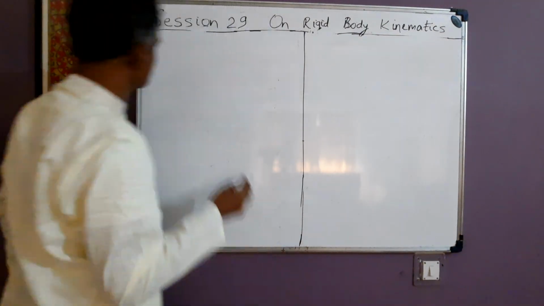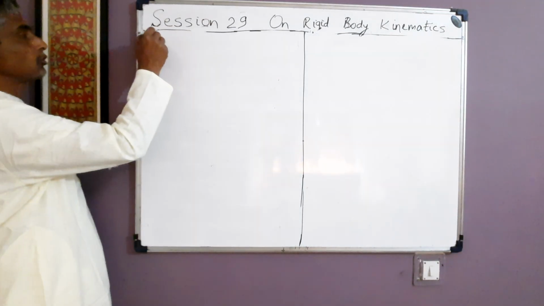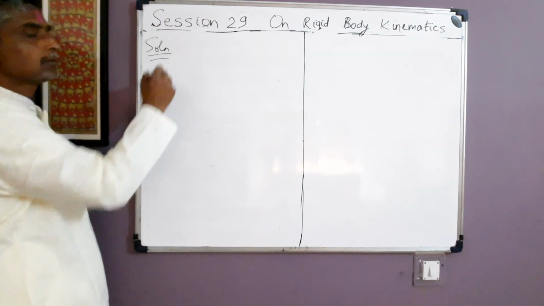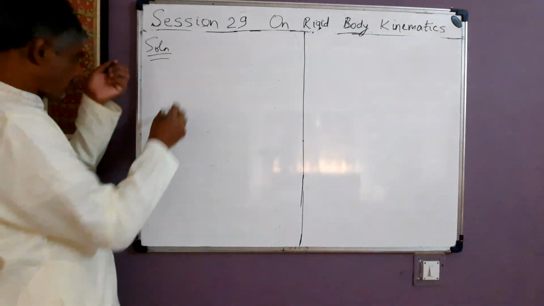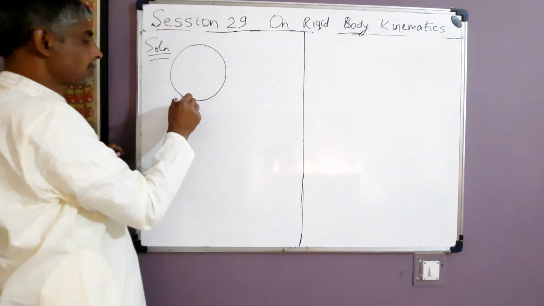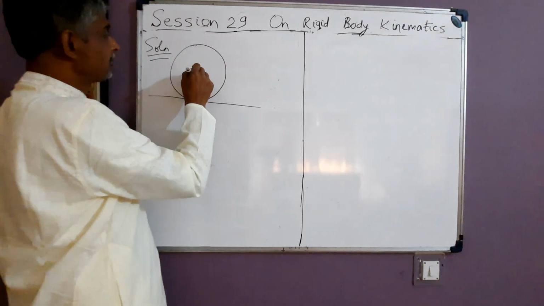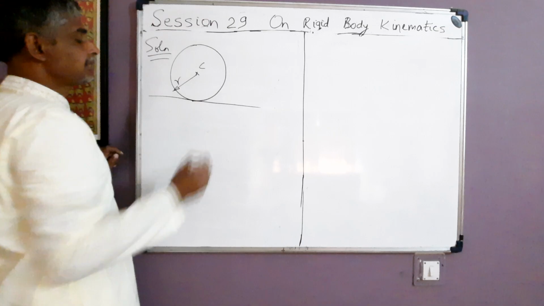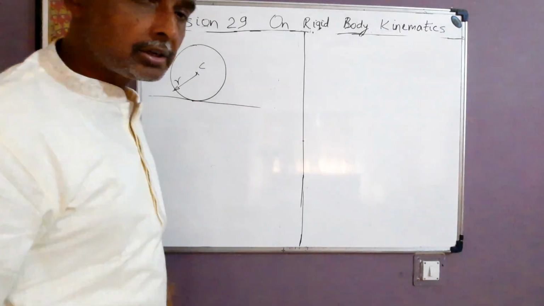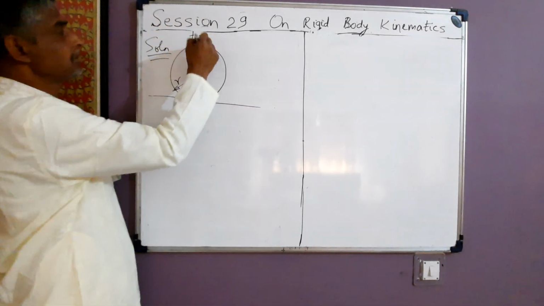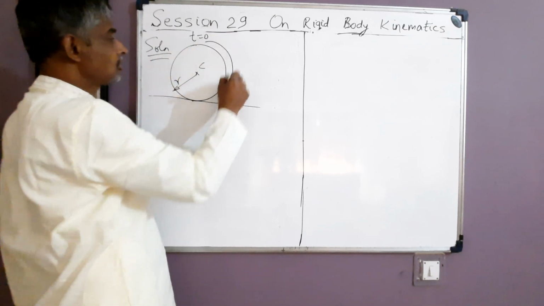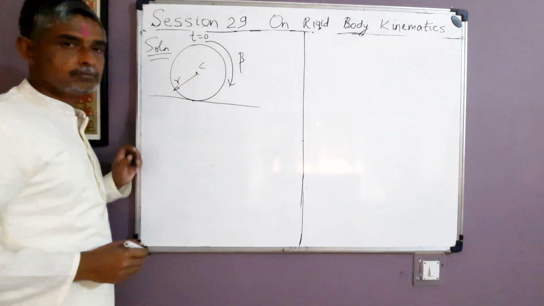So at first I draw the diagram of the situation. This is the side view of the drum. C is the geometric center. R is the radius. This is a fixed horizontal surface. At time 0 it is at rest. Now it has a constant clockwise angular acceleration beta.